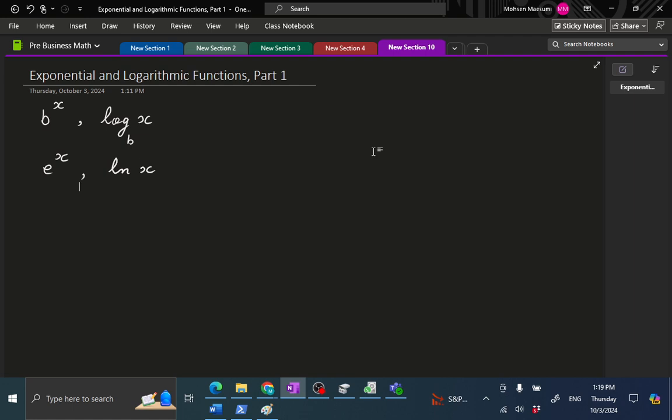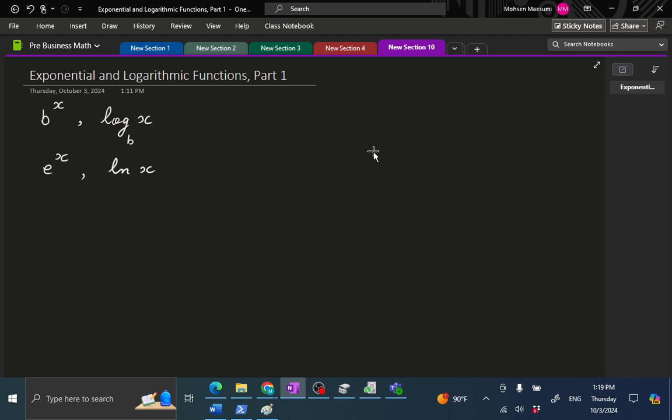Today we are going to start a new topic, exponential and logarithmic functions. This is going to be part one of several lectures. So we are going to get familiar with the following functions that I have written here: b to the power of x, logarithm of x in base b, e to the power of x, and natural log of x.